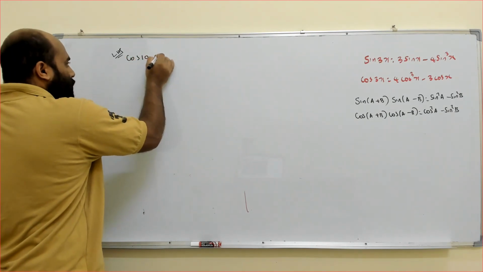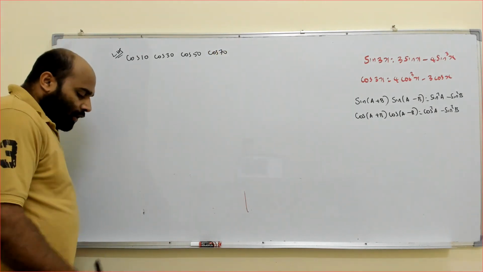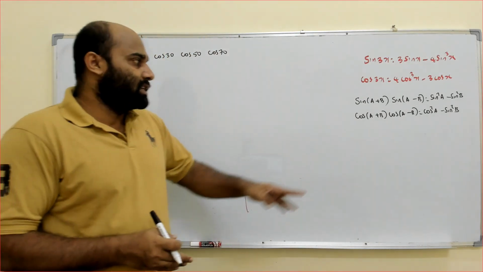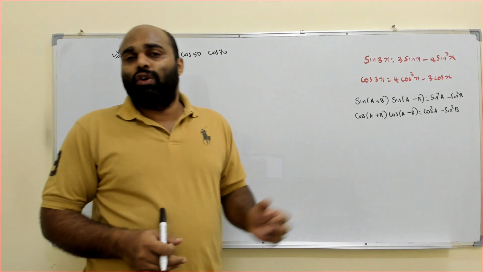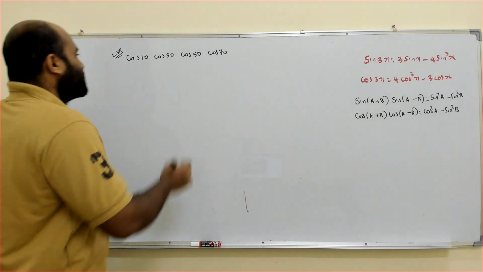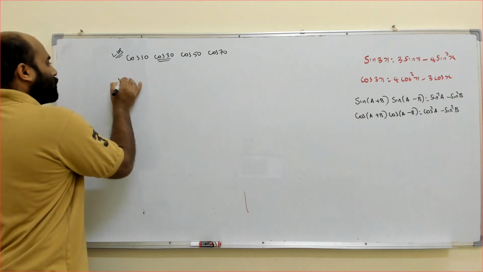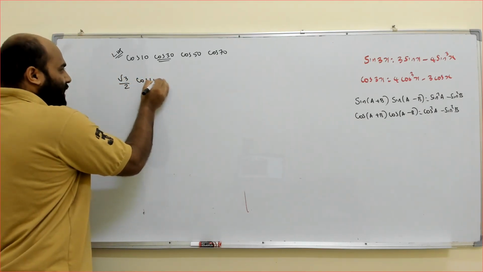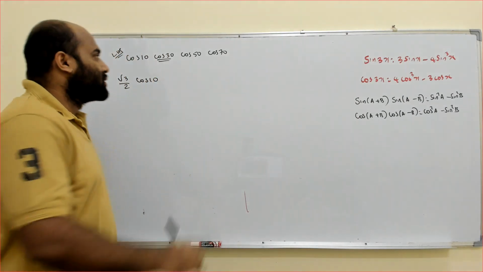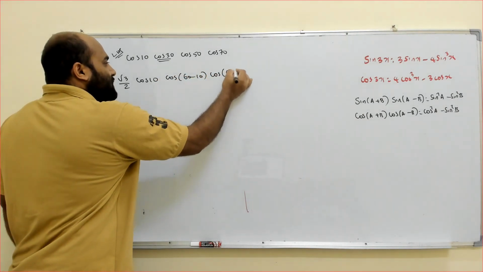Cos 10 into cos 30 into cos 50 into cos 70. Don't forget, this is a little complicated, not that much, a slight difference from the previous. The reason is cos a plus b into cos a minus b is cos square a minus sin square b, and we have to convert that in terms of cos; that is the only difference. Same procedure, the known value is cos 30, which is root 3 by 2. So root 3 by 2 I took outside, cos 10 I wrote. What is the mid value of 50 and 70? The mid value is 60. So 50 we can write as 60 minus 10, and 70 as 60 plus 10.